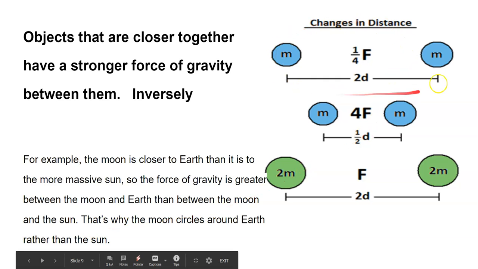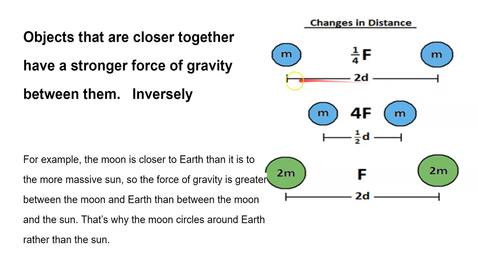So again, going back to what I was talking about, when we have a greater distance between two objects, the force is less. When we have a shortened distance, the force is greater. If we double the distance but also double the masses, the force stays the same.